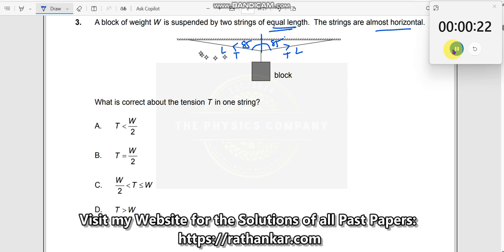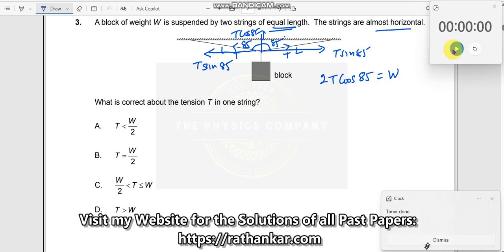So let us resolve this into two parts. Here it will be T sine theta, or let us say it's 85, T sine 85. Here also it will be T sine 85. So these two will cancel. Only the upper components will equate the lower one. So this should be 2T cos 85 is equal to W. See, this component is T cos 85, and here also you get a similar component. So 2T cos 85 is equal to W, or T should be equal to W divided by 2 cos 85.